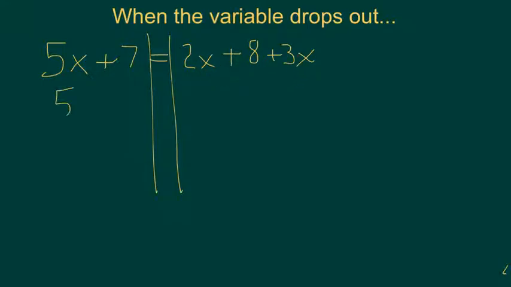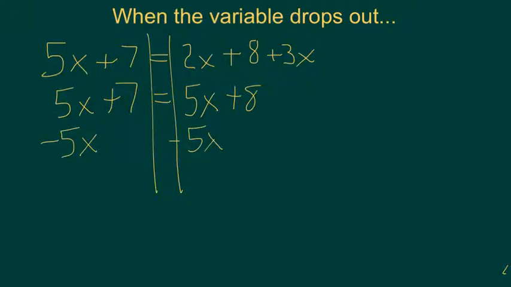So I'm going to combine those like terms. This stays the same. This becomes 5x plus 8. The 2x and the 3x become 5x. That's my combining like terms. All right, then I would move the variables to one side by subtracting 5x from both sides. It's going to cancel here and it's going to cancel here. I end up with 7 is equal to 8.